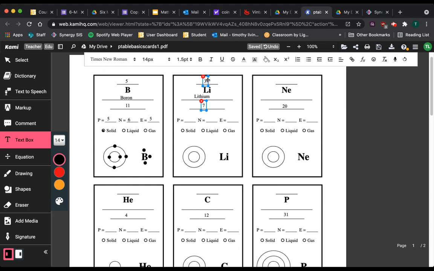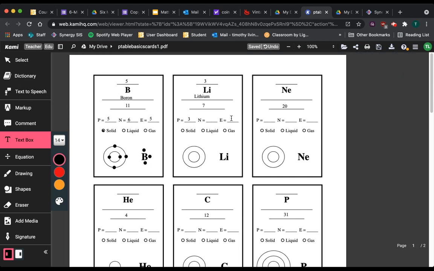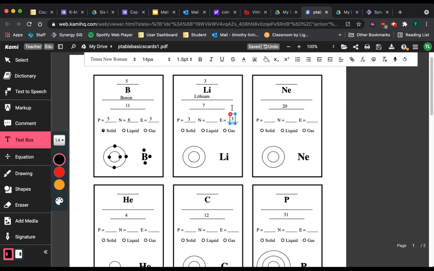Okay, so we have the atomic number, which is the number of protons or electrons in the atom. So I'm going to go ahead and just copy that 3 down here. So I know that I have 3 protons and I have 3 electrons. Again, that is what this atomic number means.